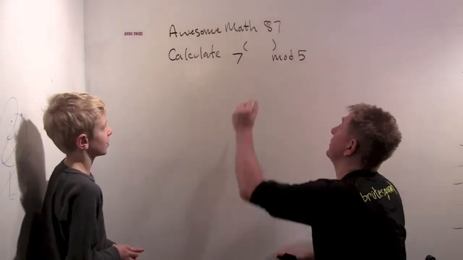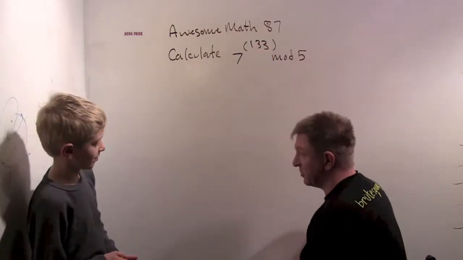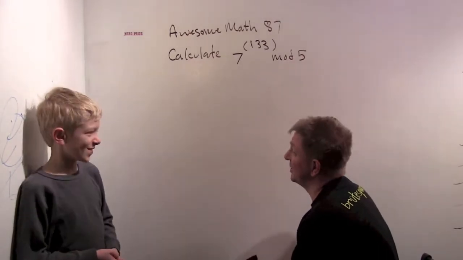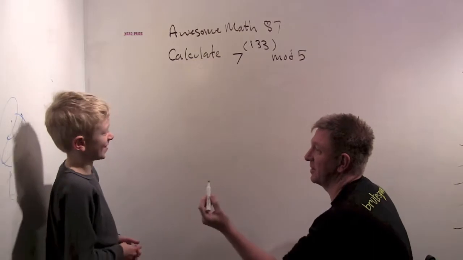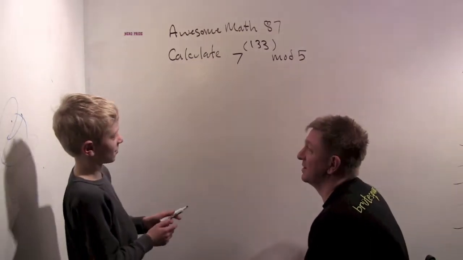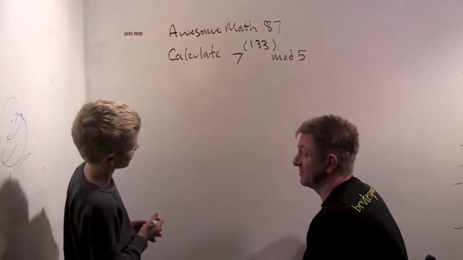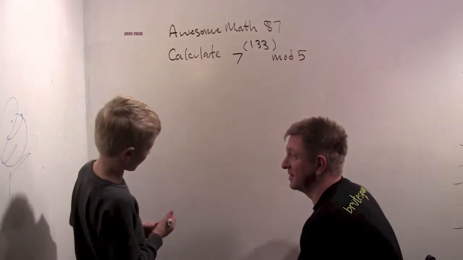133. 133? Okay. Now, did you pick 133 because you know what 7 to the 133 is? No. Secretly? No. Are you sure? Yes. Okay, so you promise you don't know what 7 to the 133 is? All right. Yeah, I will know after this video. You'll know it mod 5. Yeah. But you don't know what it is? No. Okay, good. Sure? Yes.